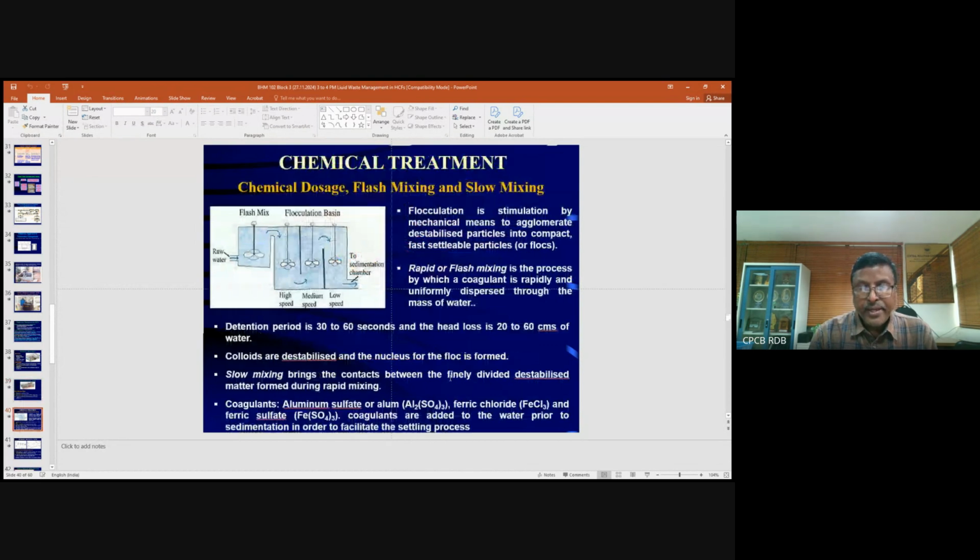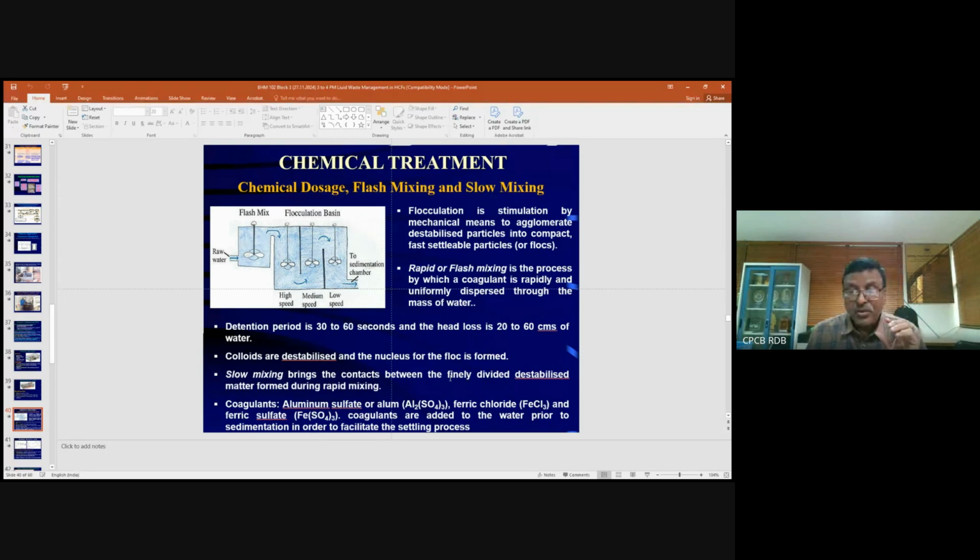And this is the primary treatment unit where you will have the chemical dosage. Because of the chemical dosage, there will be a provision of flash mixing, and after flash mixing, the water will be subjected to slow mixing. In flash mixing, flocculation begins, and in slow mixing you are using various chemicals in order to make the particles which are in suspended form come closer and closer because of the chemical dosages.